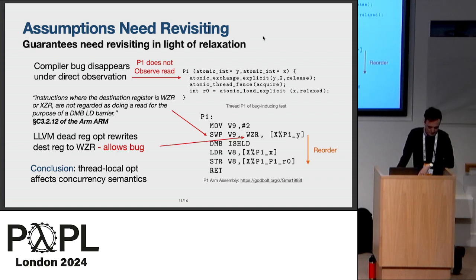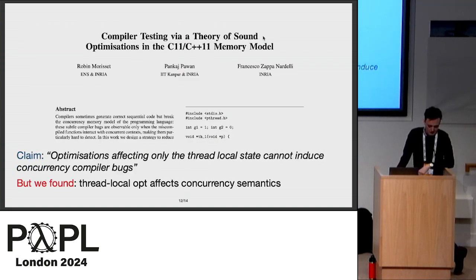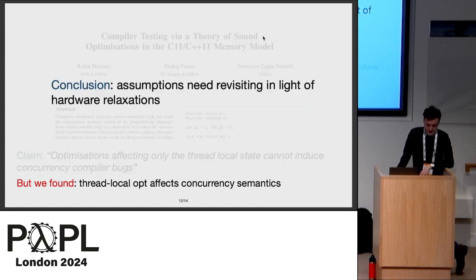Now, this was a bit worrying to me. I looked back into the previous work on this, one of the papers on compiler testing with memory models. I found this claim that said, optimizations affecting only the thread-local state cannot induce concurrency compiler bugs. Now, we have an example here that might question that claim. So the conclusion I draw from this is that we might need to revisit some of the assumptions regarding the soundness of these optimizations. This is a bit of a nasty bug, but nevertheless, it brings into question those kinds of assumptions.